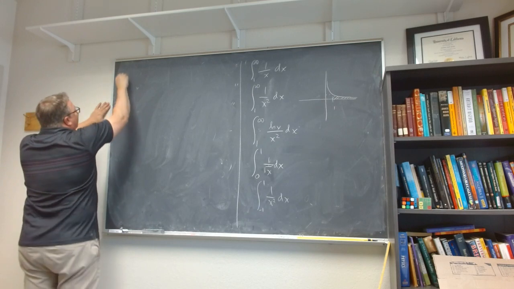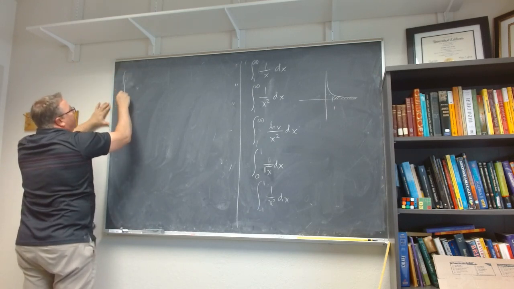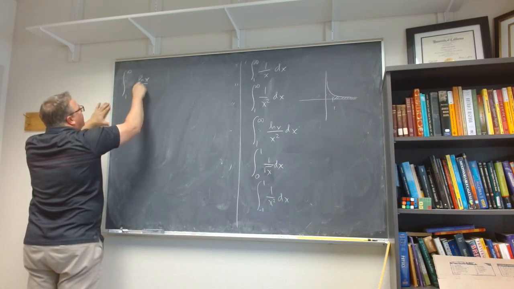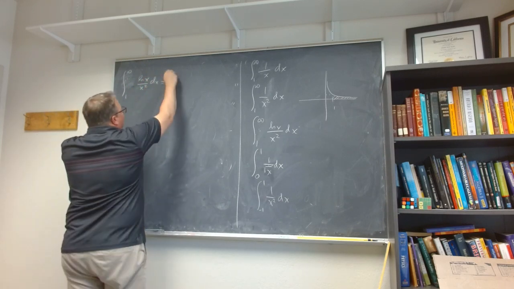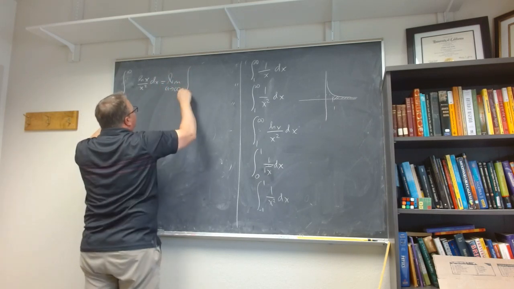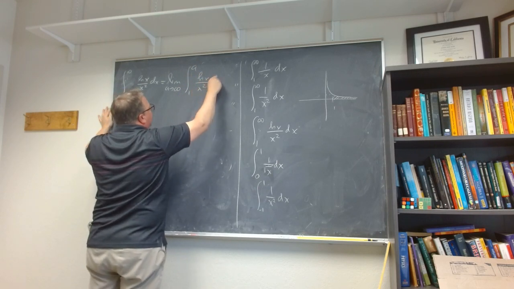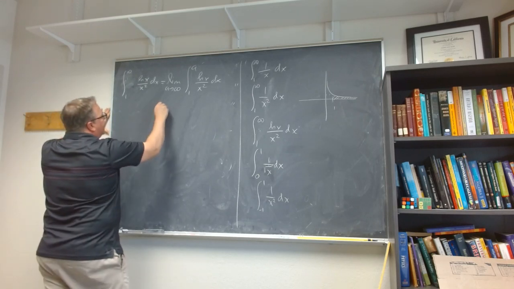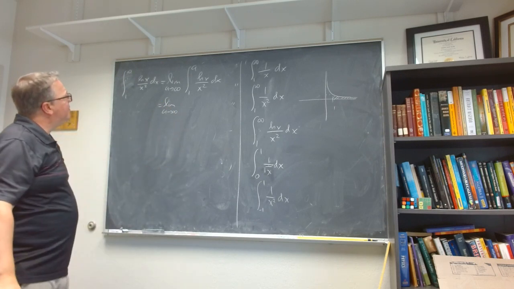All right, let's look at the integral from 1 to infinity of the natural log of x over x squared dx. First step is to write this as a limit. Limit as a goes to infinity of the integral from 1 to a of the natural log of x over x squared dx. So we'll take the limit as a goes to infinity.